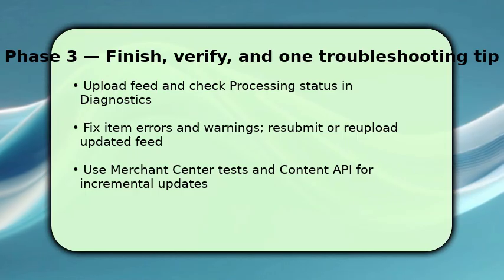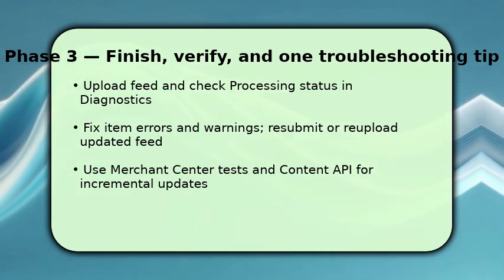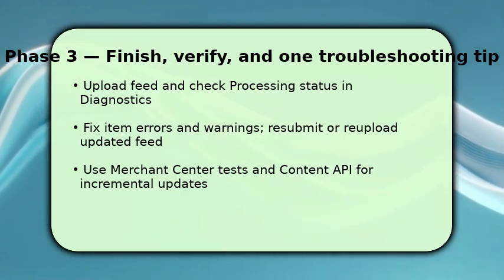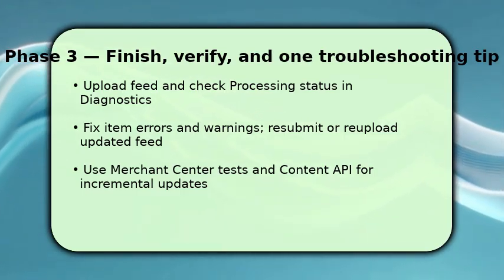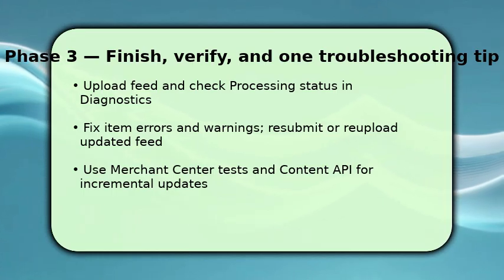Merchant Center flags errors and warnings that need your attention. Fix issues, correct malformed prices, missing required attributes, or disallowed content, then reupload or resubmit. Once items turn active, review performance and set up automatic fetches or Content API updates to keep inventory current.